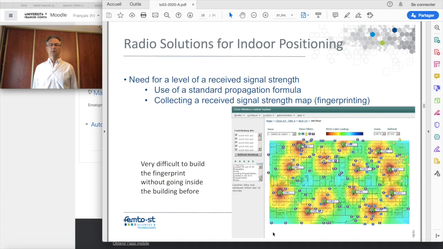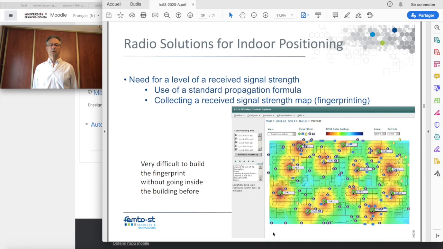So what about radio solutions for indoor positioning? One of the possibilities is to use fingerprinting. That means you have to collect a lot of information about many points inside the building, and you have to associate a value or a color in order to visualize if you are far from or near an access point.